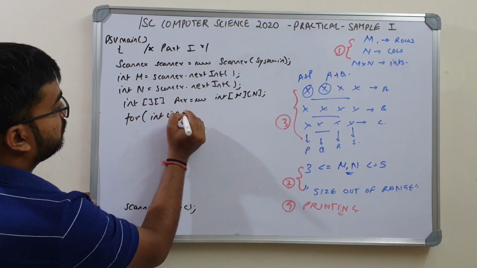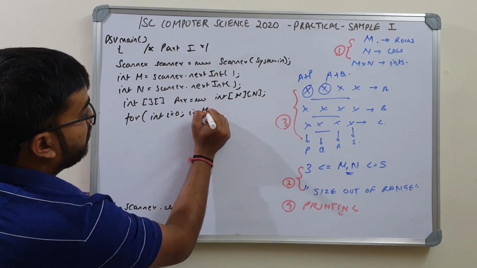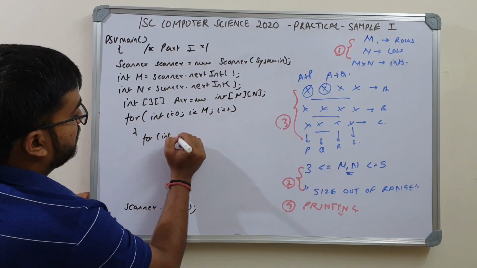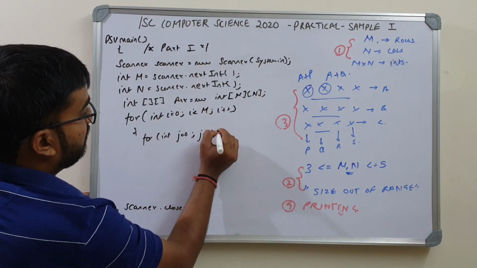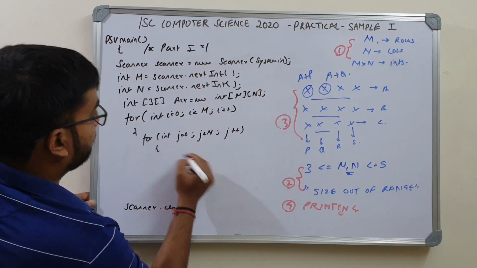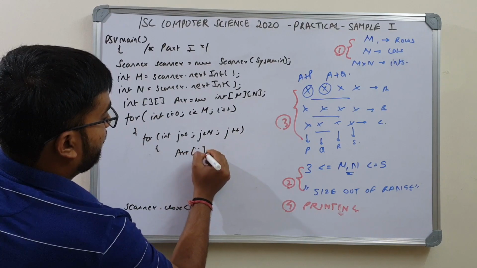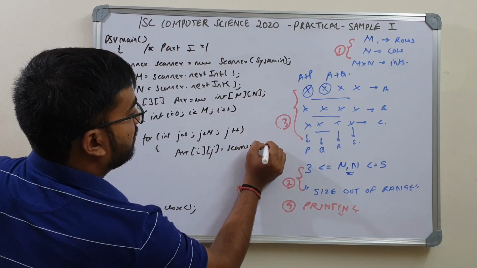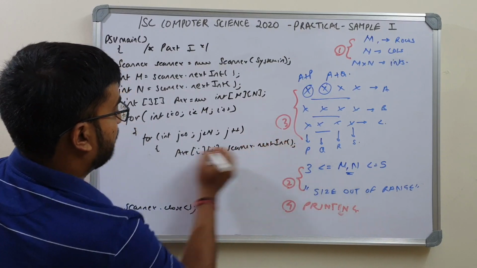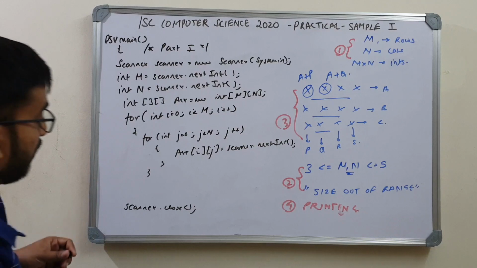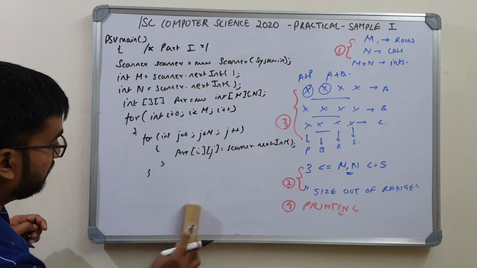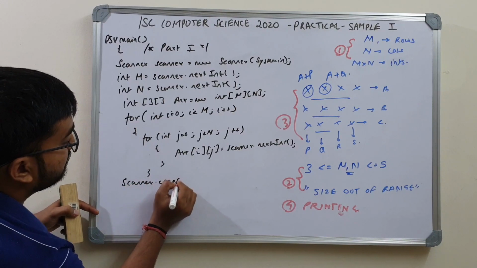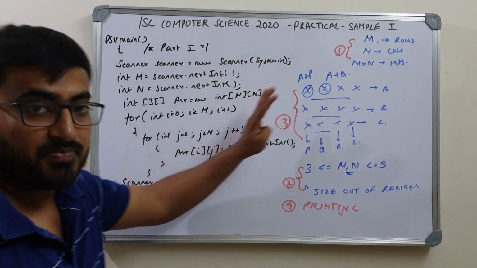Okay, int i is equal to 0, i is less than m for each row, i plus plus, for int j is equal to 0, j is less than n, j plus plus, I'll say arr[i][j] equals scanner.nextInt. Okay, close the loop. And now my reading is done. So this is my scanner.close. So my part 1 is done. This is reading the values from the input.